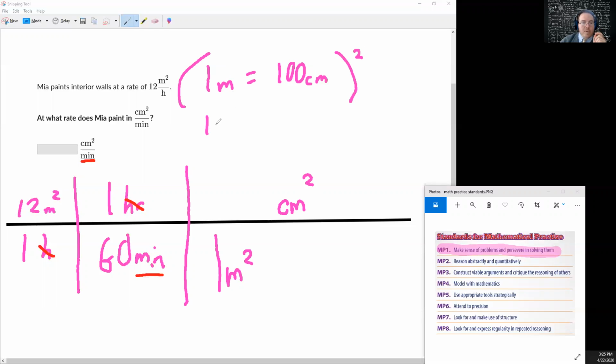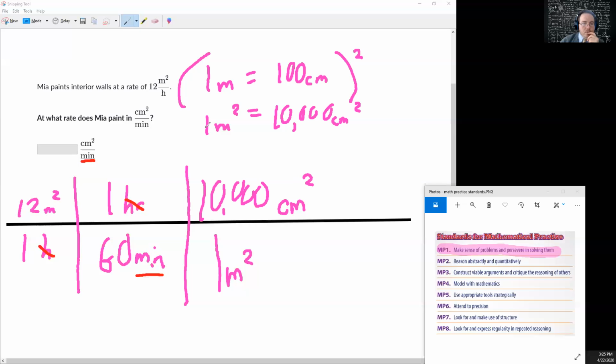So that'd be 1 meter squared. 1 times 1 is still 1. But this is going to be 100 times 100. So that'd be 10,000 centimeters squared. Yep, 1 meter squared is equal to 10,000. That's 4 zeros. 10,000 centimeters squared.